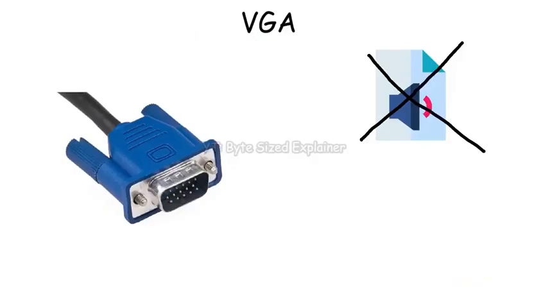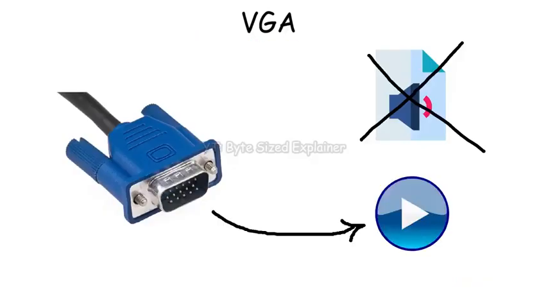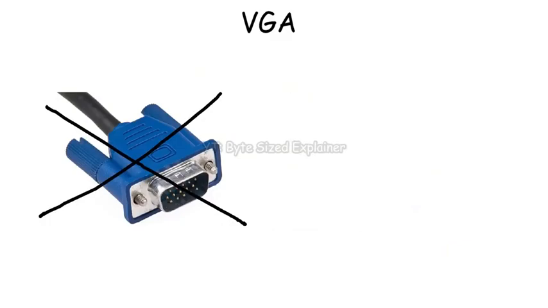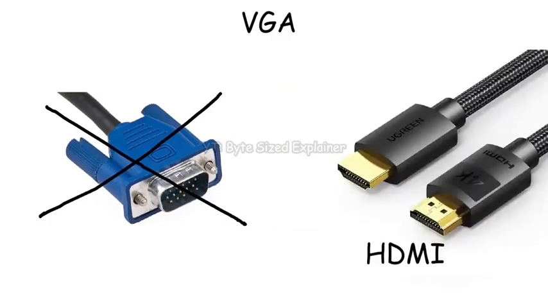And VGA also does not carry audio signals. It only sends video, so you would need to plug a 3.5mm audio cable into the PC so the sound can come out. But in modern setups, VGA is mostly gone, replaced by digital connections like HDMI that deliver sharper images and better colors.